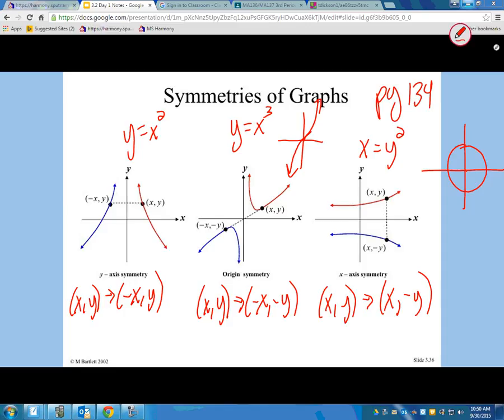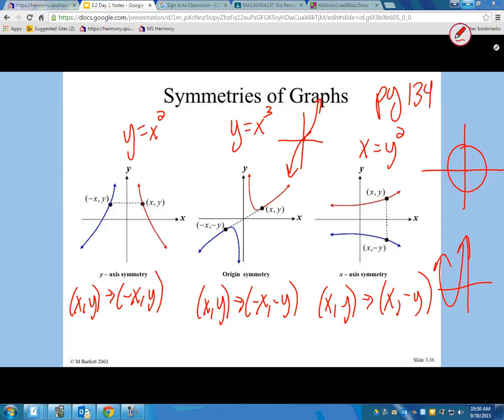So graphs can be symmetric with one, two, all of these, or none of these depending on the graph, right? Like what if I gave you this graph? That graph isn't symmetric with the x-axis, the y-axis, or the origin, but some graphs, like a circle, are symmetric with all three, and we're going to talk about circles tomorrow.